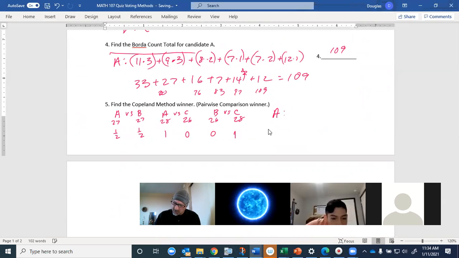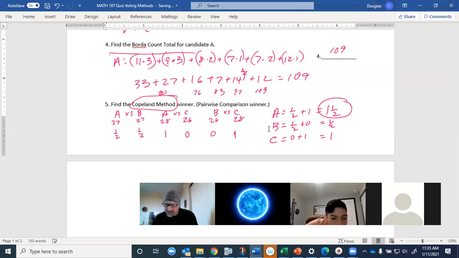So let's look at A's total points. A got a half against B. A got 1 point against C, so that's 1.5 points. B got a half against A, and then 0 against C, so B only got a half. C got 0 against A, plus 1 against B, so C got 1. So according to the Copeland method, A would be the winner, because they got the most. You count a half a point for a tie and 1 point for a win.